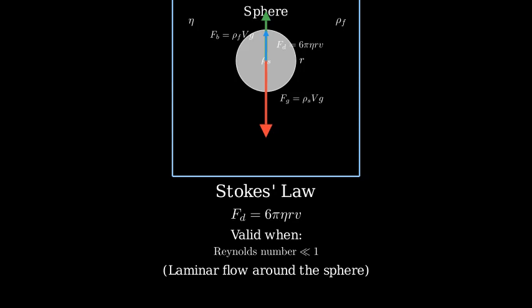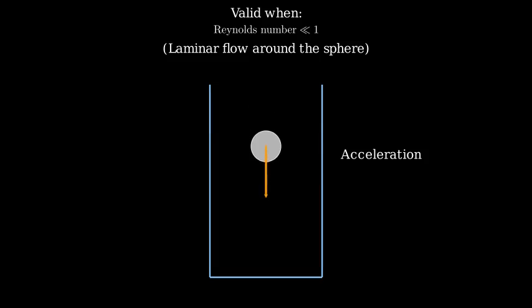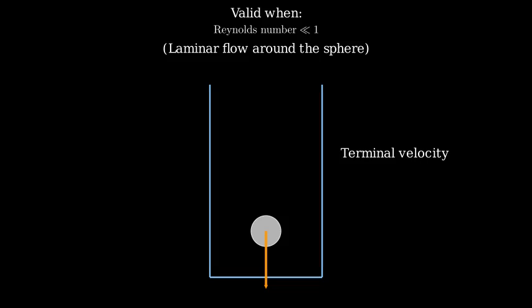Now, let's understand the concept of terminal velocity. When we first release an object in a fluid, it accelerates downward due to gravity. As it speeds up, the drag force increases. Eventually, the sum of the drag force and buoyant force exactly balances the weight, resulting in zero net force and constant velocity. This constant velocity is called the terminal velocity.